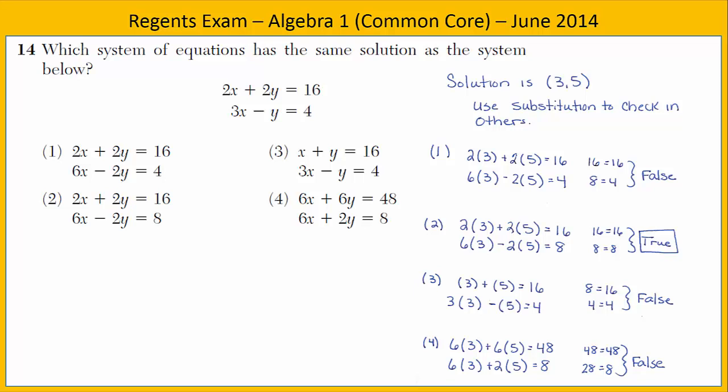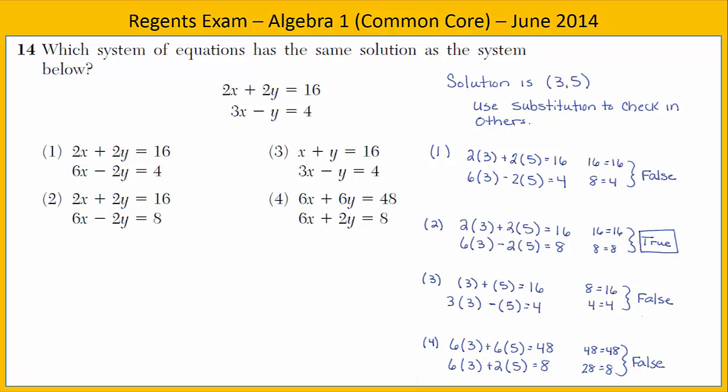16 equals 16 and 8 equals 8. That means choice 2 has the same solution as the original system did. And so we found our answer to this problem without having to go through and solve 4 more systems of equations. That's a great way to go.